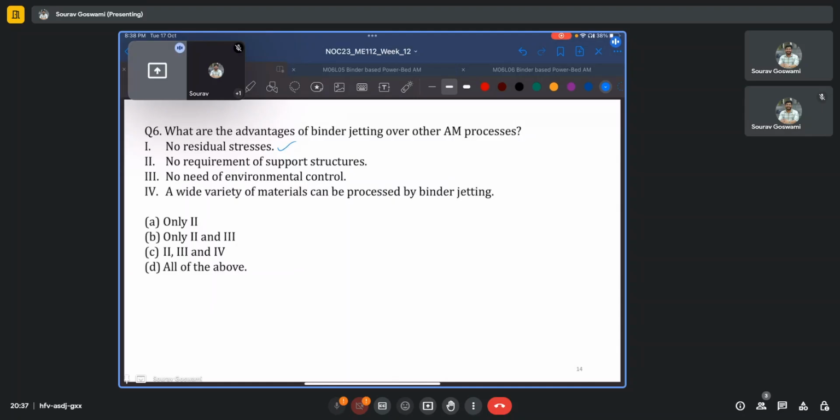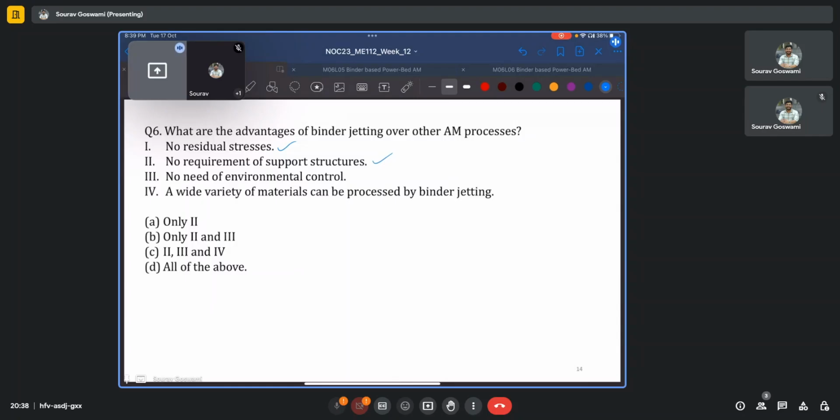And to overcome that distortion, the regions, especially the overhanging regions, still needed explicit support structures to connect them to the substrate and to keep them restrained. However, here the loose powder particles themselves act as the support structures, and because of the absence of the residual stresses, there is no chance of any warpage, and there's no distortion, so no explicit support structures are required.